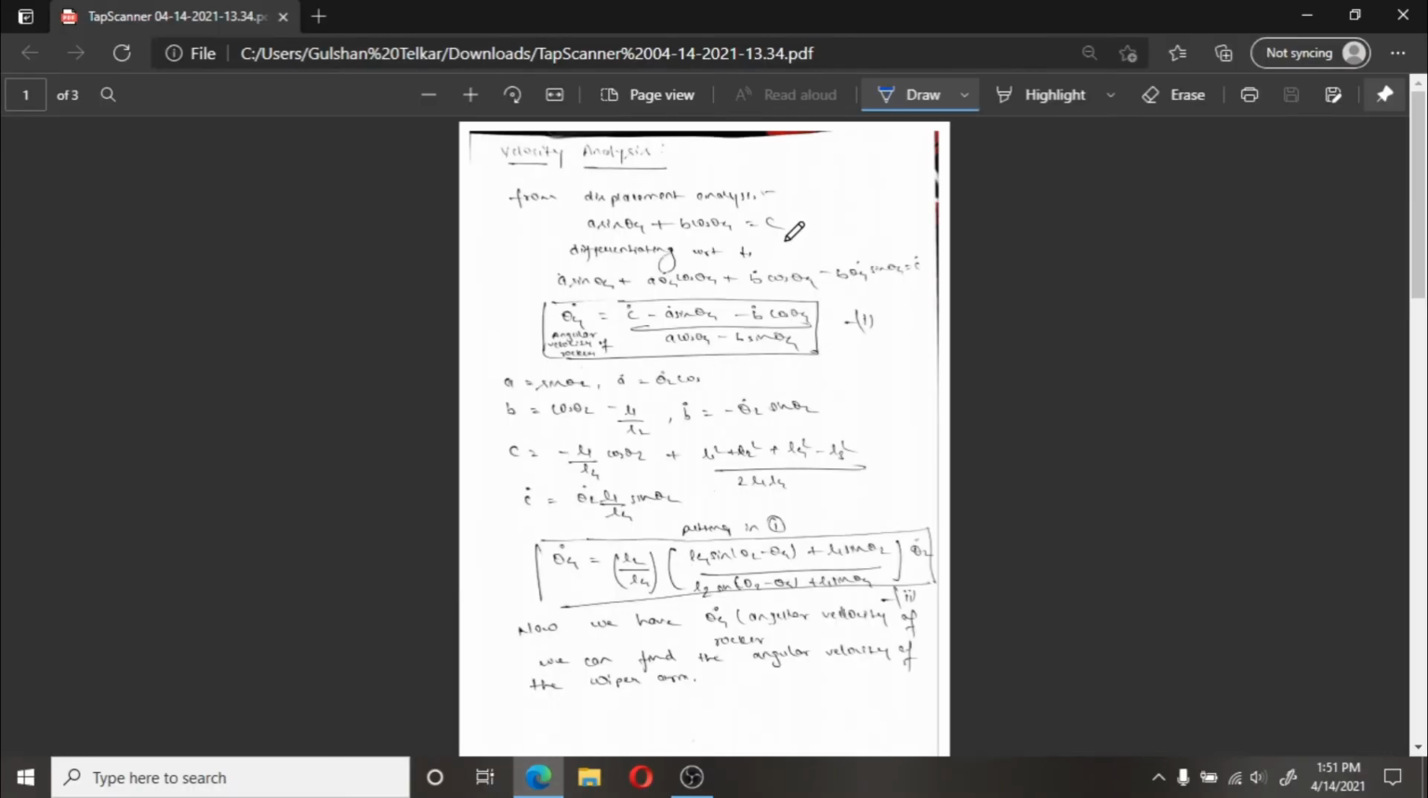Hello, my name is Gulshan Tilkar and I am here to continue the part of our project, which is analysis of velocity and the acceleration of the windshield wiper arm.